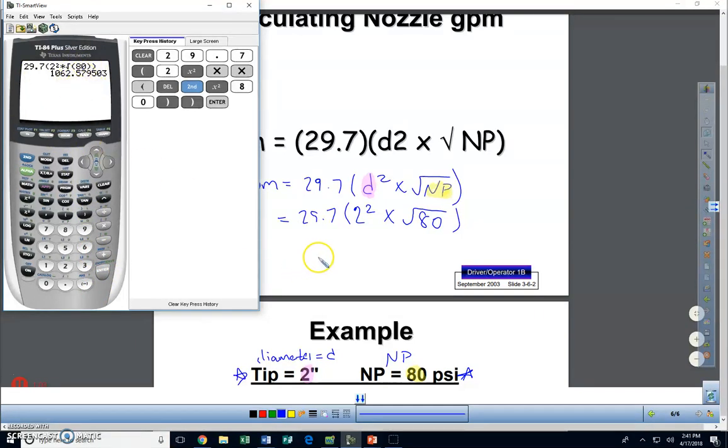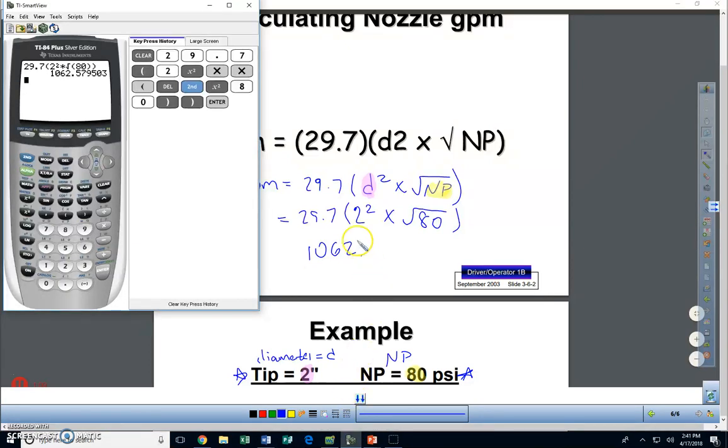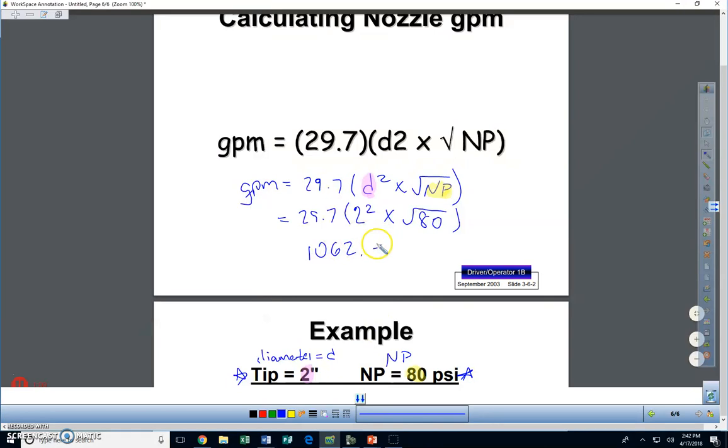1,062.57, so if we round it to the nearest hundredth, which is the second decimal place, we find 1,062.5, and if we round the 7 up to an 8, we end up with this. So that's saying that each minute, I said GPM, it's each GPM. Each minute, there's 1,062.58 gallons coming out of the end of the hose. So that's my final answer.